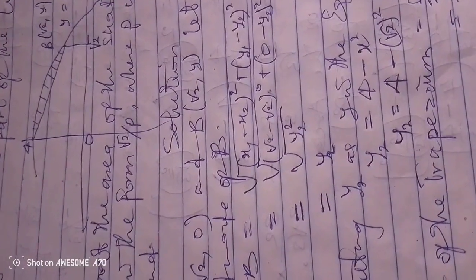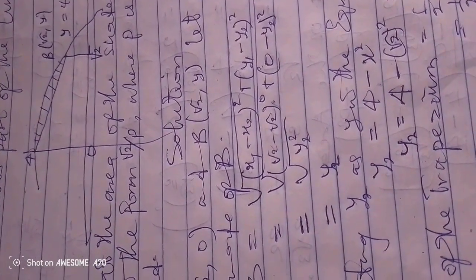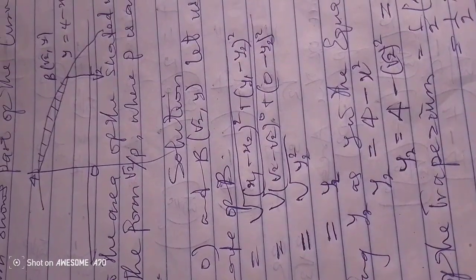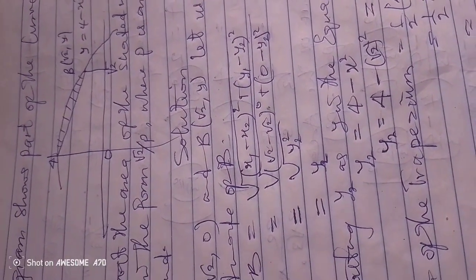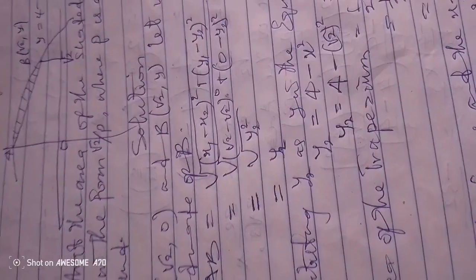So root 2 minus root 2 is 0. So we have 0 minus y2 is minus y2, squared. That gives us y2 squared. So square root of y2 squared is equal to y2.